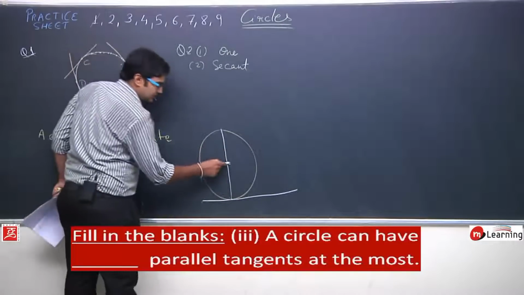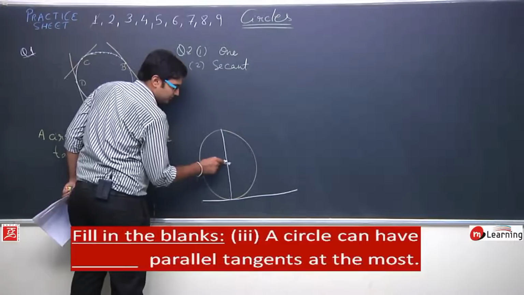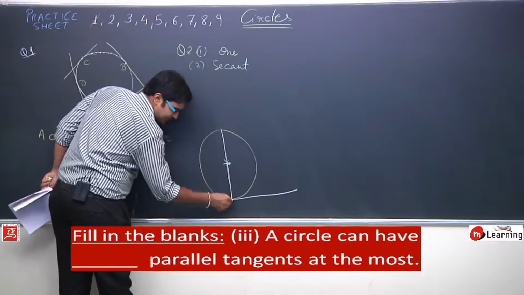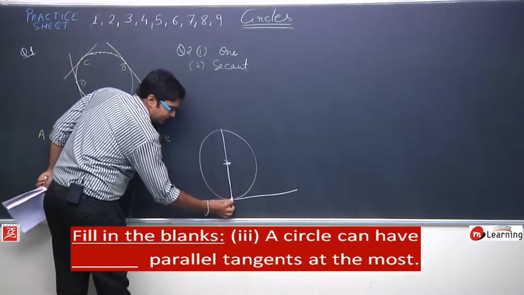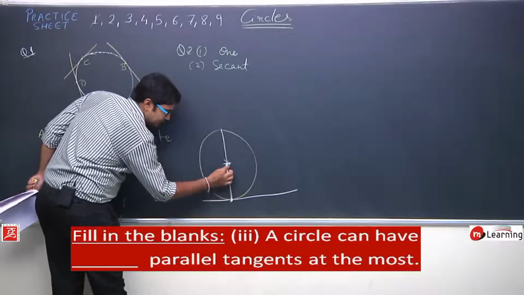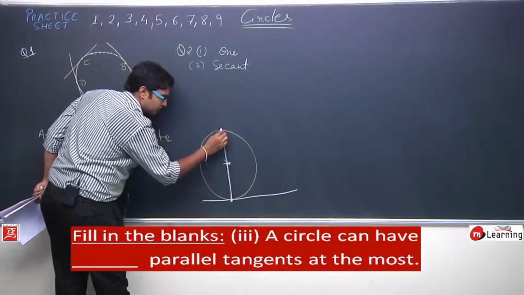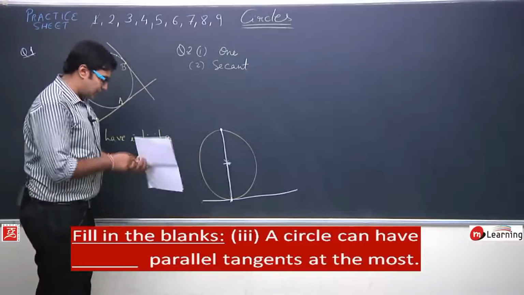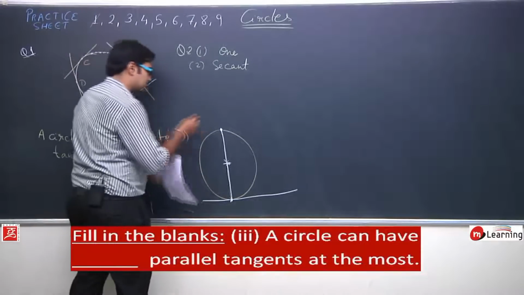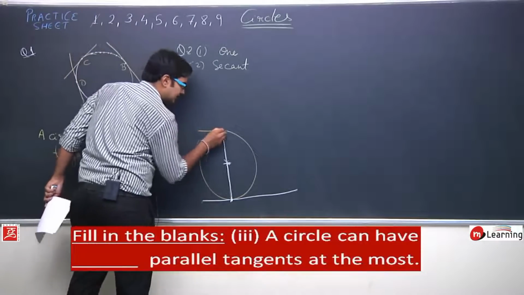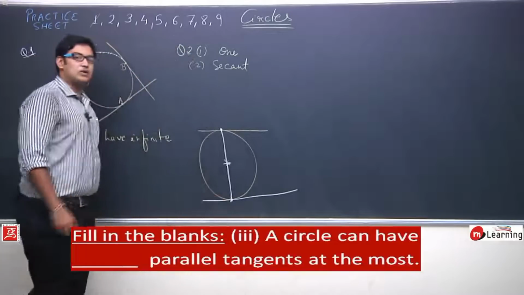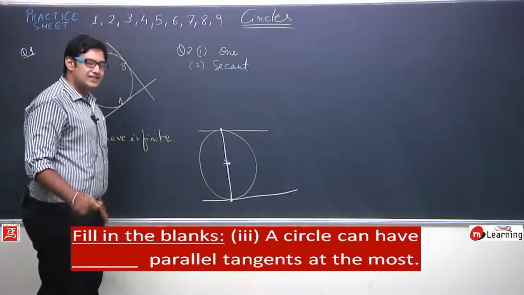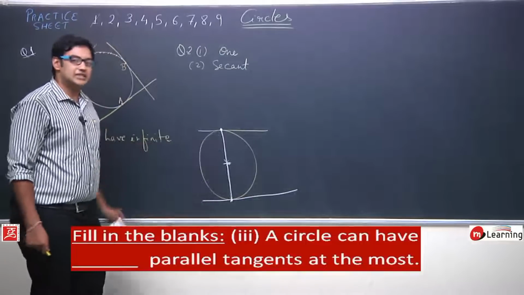What I have done is, this is the circle, I have drawn a radius perpendicular to this tangent at this point, and I have extended this radius up to this point. So I can draw another tangent at this point like this, and this tangent will be parallel to the first tangent. Now, why is this tangent parallel to this tangent?